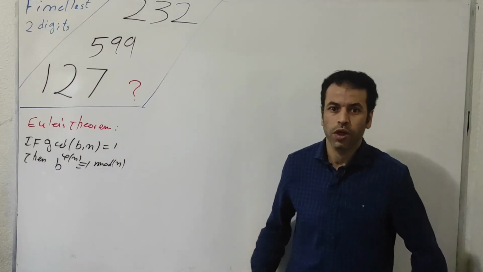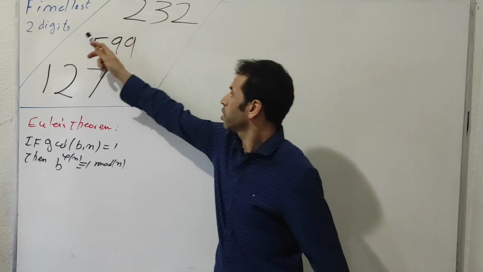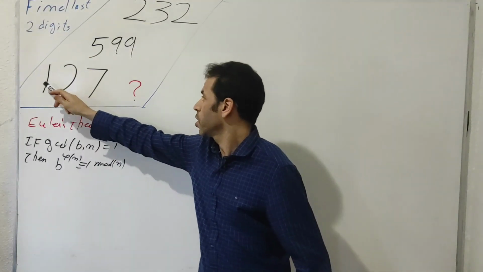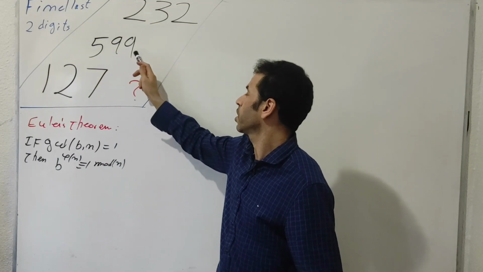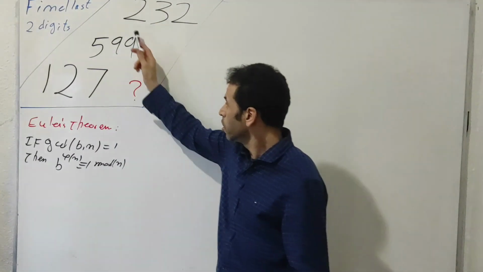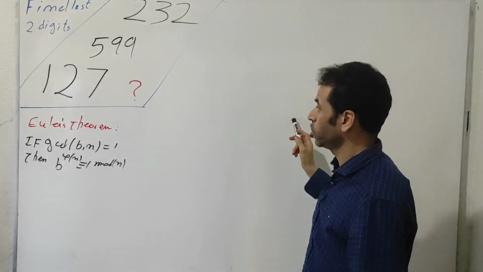In today's video, I would like to introduce a very nice problem. Our goal is to find the last digit of this number. We have 127 to the 599 to the 232 as an exponent. So in fact, this is a very large number. We don't know what the last two digits are.